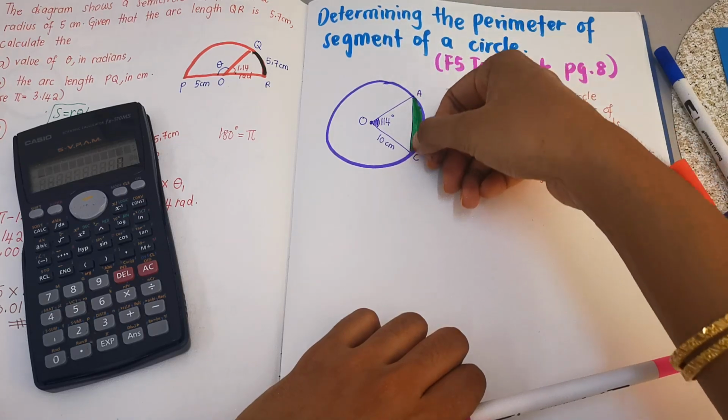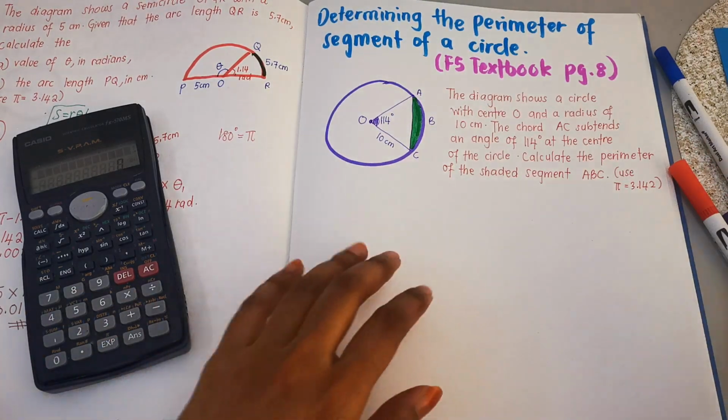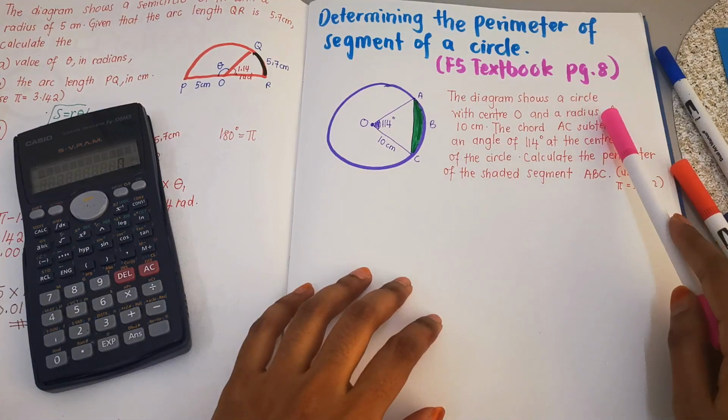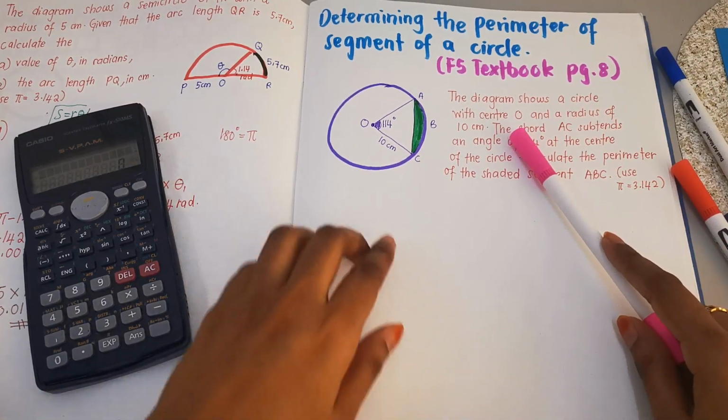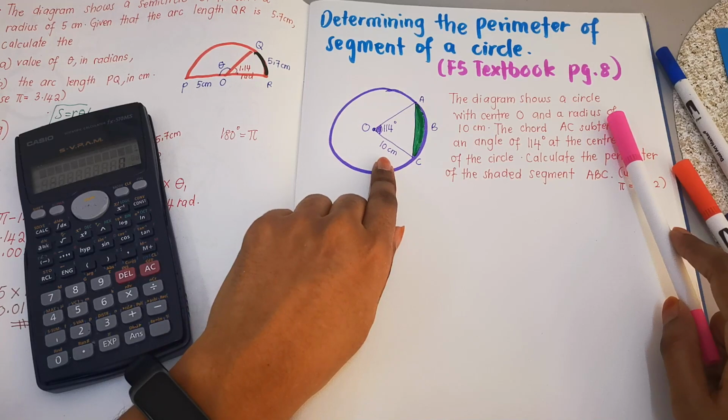The straight line is called a chord. Okay, now look at the diagram. Okay, the diagram shows a circle with center O and a radius of 10 centimeter.